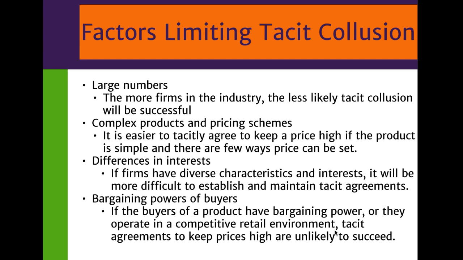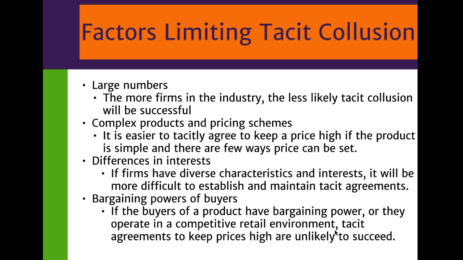The second limiting factor, complex products and pricing schemes. So in our simplified example of lysine, there were 2 firms that produced only one product. But in reality, oligopolists sell thousands, tens of thousands of different products. I mean, a Walmart Supercenter has over 100,000 items in it. And under these circumstances, as when there's a large number of firms, keeping track of what the other firms are producing and what prices they're charging is going to be really difficult. This makes it hard to determine whether or not a firm is cheating on that tacit agreement that they have.